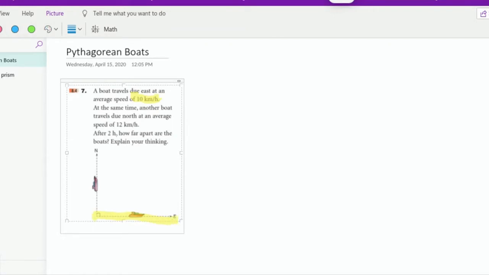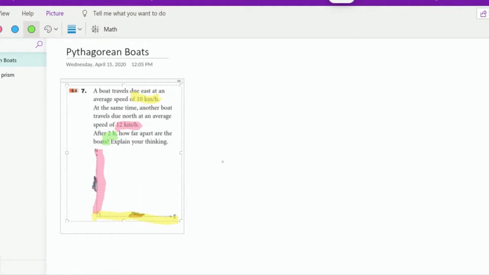Okay, and then at the same time, another boat is going north, and that boat is going 12 kilometers an hour north. So I'm just going to do that right there. Now, my question is, after 2 hours, how far apart are the boats?